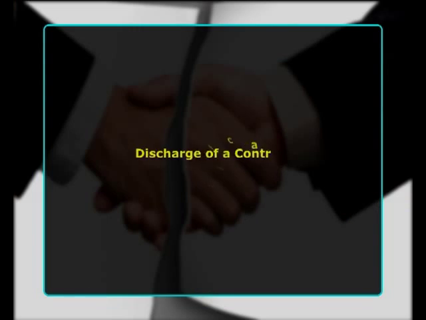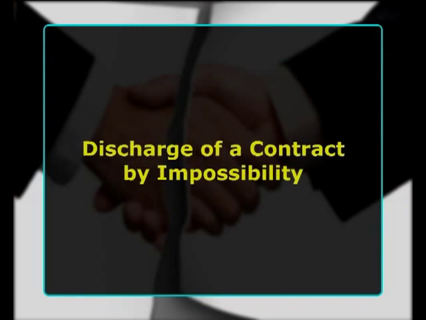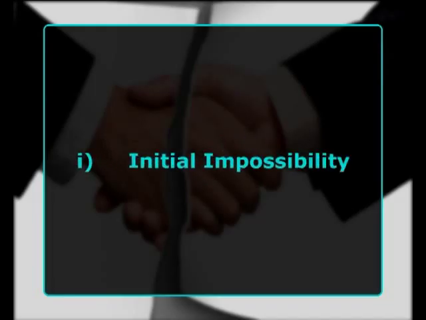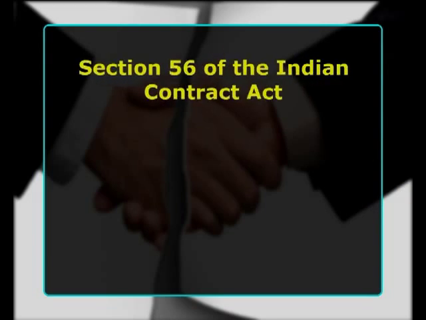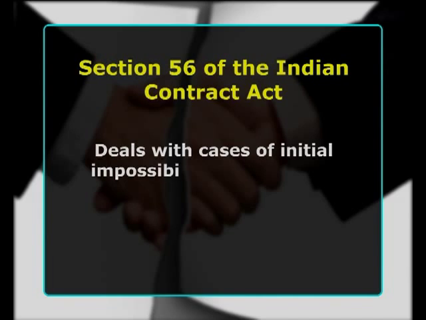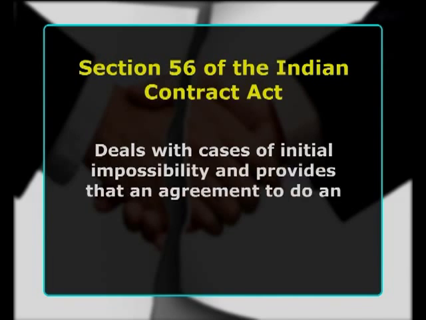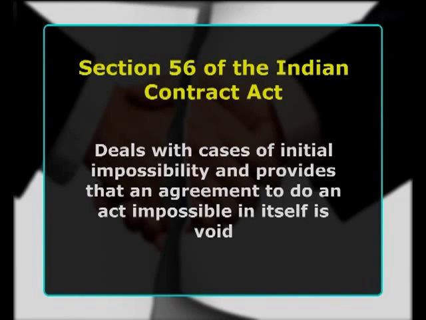Next, we shall discuss discharge of a contract by impossibility. Impossibility discharges the parties. Following are the categories of impossibility. Number 1. Initial impossibility. Sometimes an agreement may be impossible to perform. The impossibility of performance of the contract may be there from the very beginning. Such an impossibility which exists from the very beginning is known as initial impossibility. Section 56 of the Indian Contract Act deals with cases of initial impossibility and provides that an agreement to do an act impossible in itself is void.